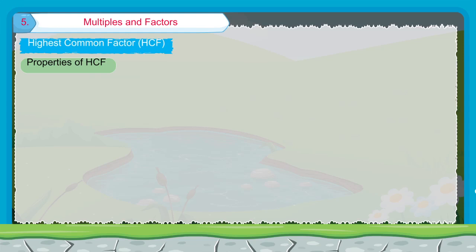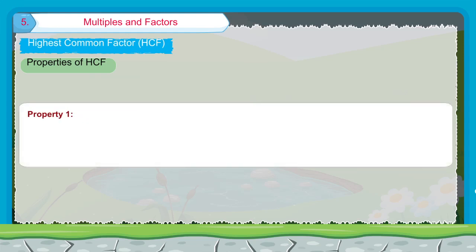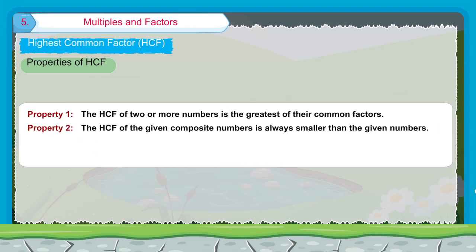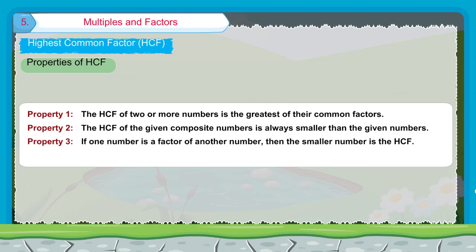Properties of HCF. Property 1. The HCF of 2 or more numbers is the greatest of their common factors. Property 2. The HCF of the given composite numbers is always smaller than the given numbers. Property 3. If one number is a factor of another number, then the smaller number is the HCF. Property 4. The HCF of two co-prime numbers is always 1.